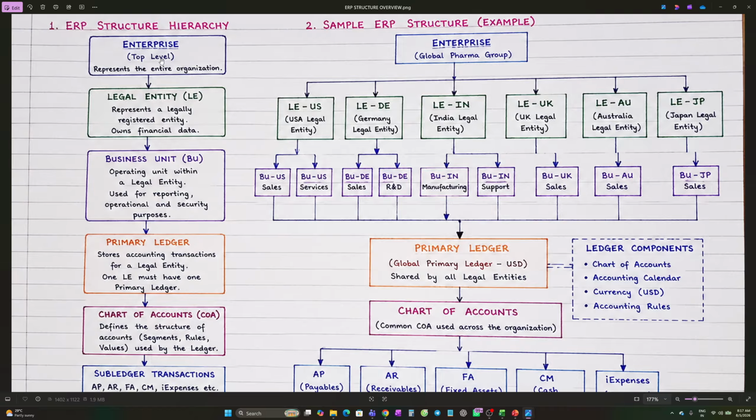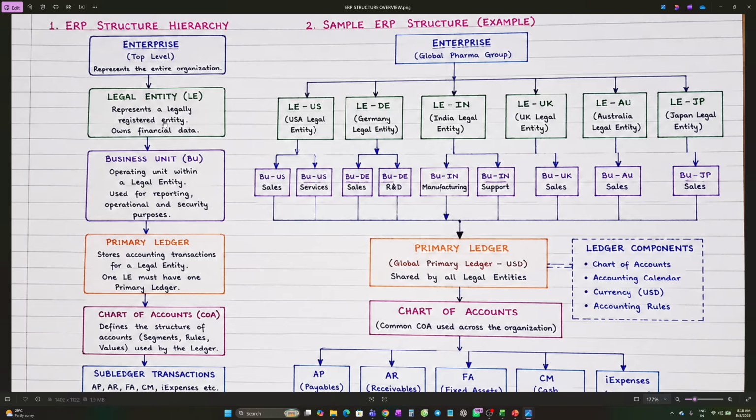Coming to that, under the enterprise, we have a legal entity. In short, we can call it LE. LE represents a legally registered entity in a specific country. The legal entity has its own financial data: how many business units it has, how many primary ledgers it has, and how the business units and primary ledgers are mapped. All the data is linked in this legal entity.